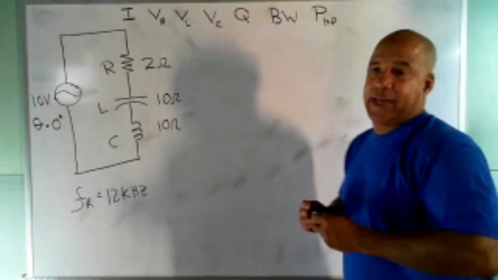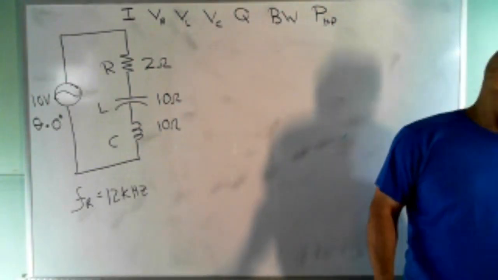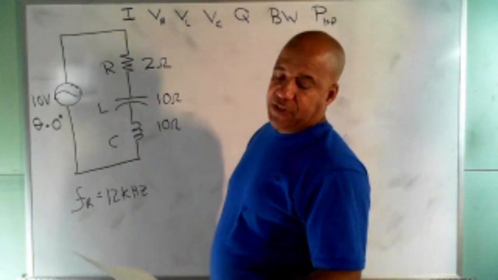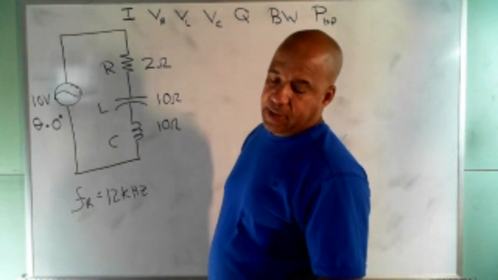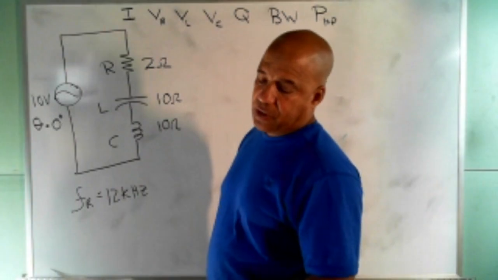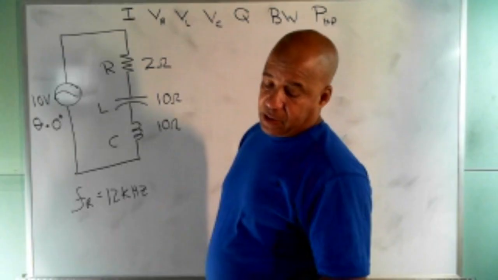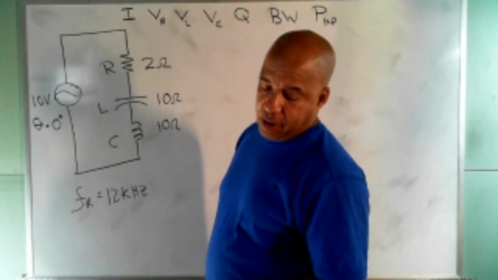All right, let me read it. You guys keep working in case you don't have a sheet. It says you have a series resonant circuit, has an AC voltage source of 10 volts. The phase angle is 0 degrees. The following values are for R, X, and C.